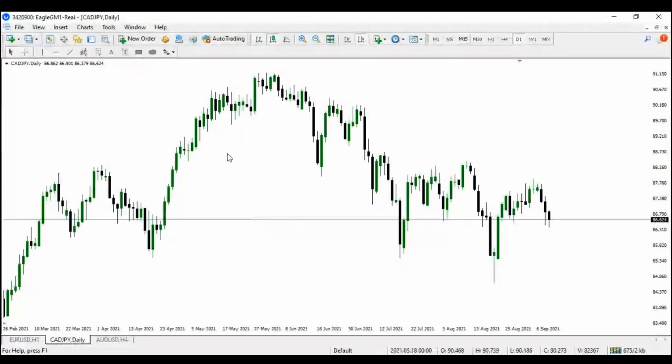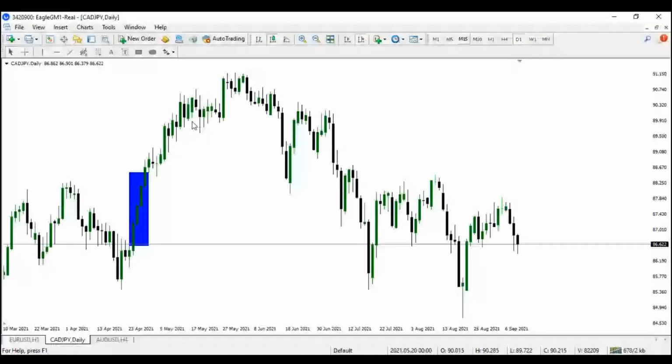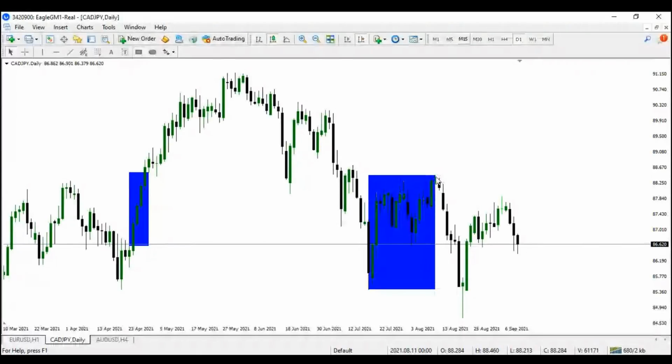Now, I'll show you why it is called an imbalance. Look at this area I boxed in blue in price. I want you to pay close attention to that area. Now look at this other area I boxed in blue.